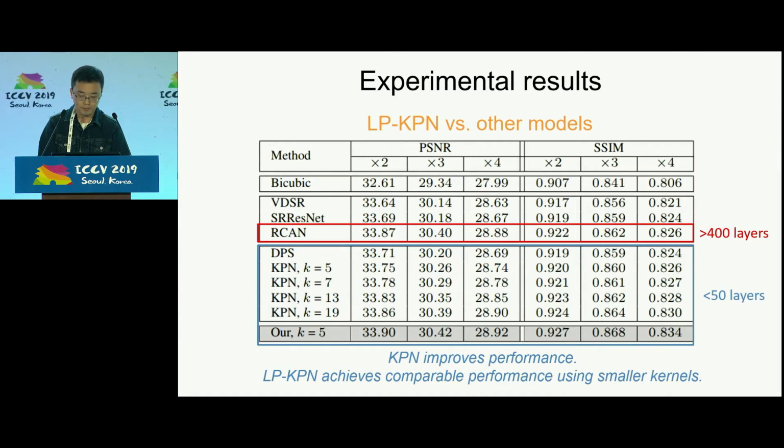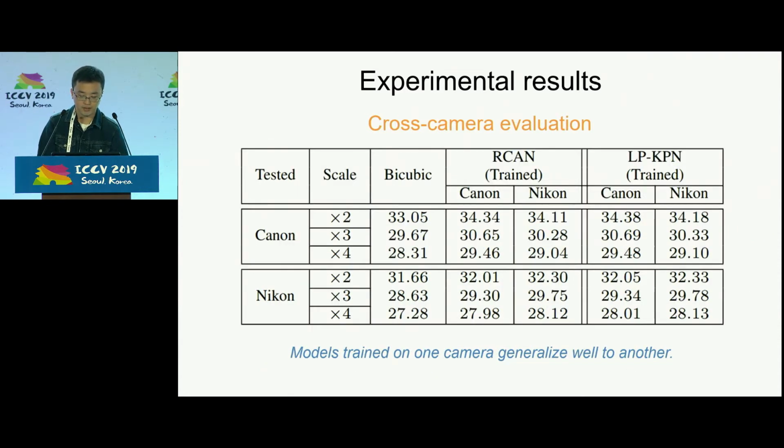In this table, we compare the proposed LP KPN model against the other models. We can make two observations. First, when using similar complex architectures, KPN improves performance. Second, LP KPN achieves comparable performance using much smaller kernels than KPN. We also did a cross-camera evaluation and found that models trained on one camera generalize well to another.